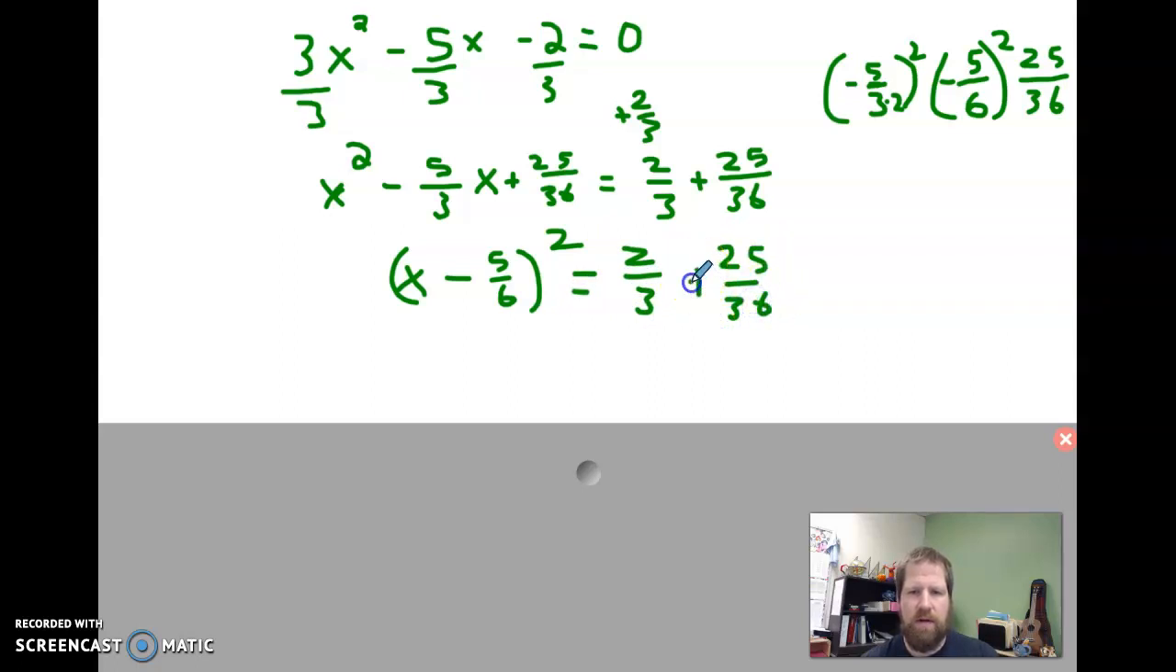And let's convert and combine these. It's going to be hard to change this denominator. Those aren't going to have a common factor, so let's figure out the common factor here. If I'm taking 3 and making it 36, I'm going to be multiplying by 12. So 3 times 12 is 36, 2 times 12 is 24. Works out nicely. 24 plus 25, I've got 49 over 36.